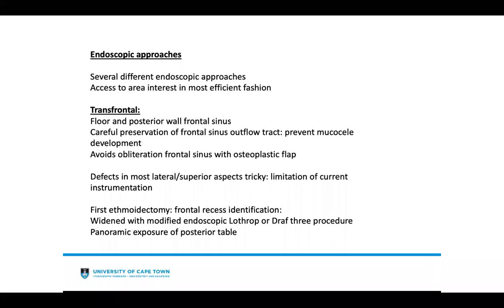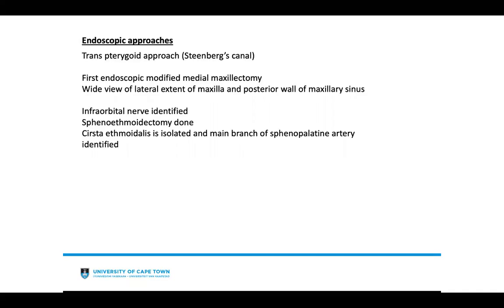So for a transfrontal approach, you may need to first do an ethmoidectomy and identify the frontal recess. It needs to be widened with an endoscopic Lathrop or Draf procedure, and then you can essentially have panoramic exposure of the posterior table. There are other endoscopic approaches like transcribriform, transfoveal, transplanum, and transclival, which we won't go into, but just to know that these approaches are well described in the literature.